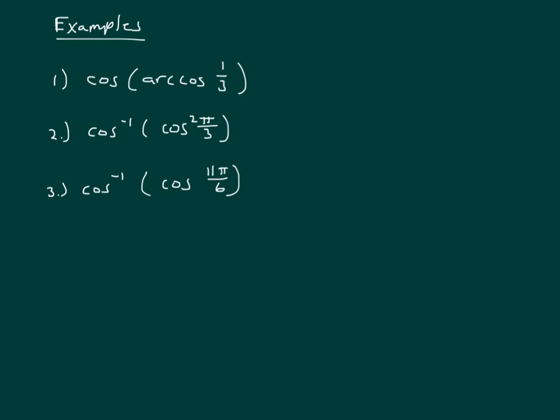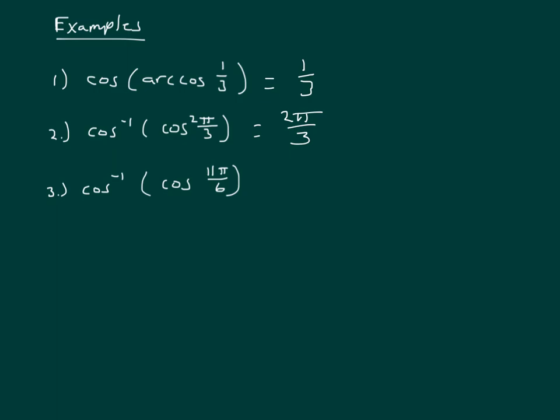Welcome back. In the first one, the cosine of the arc cosine of 1/3, like with the inverse sine, we have the inverse trig function on the inside and the trig function on the outside. The 1/3 is from negative 1 to 1, so the answer is equal to 1/3. In the second one, the arc cosine of the cosine of 2 pi over 3, remember that this was equal to x as long as the angle here was between 0 and pi, and 2 pi over 3 does satisfy that, so the answer here is 2 pi over 3.